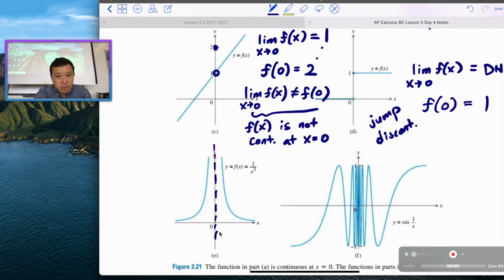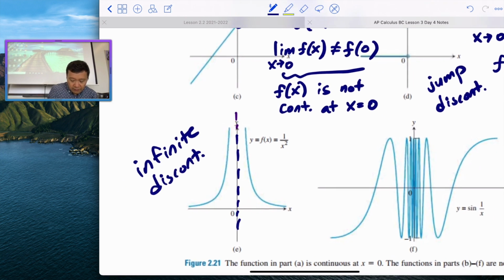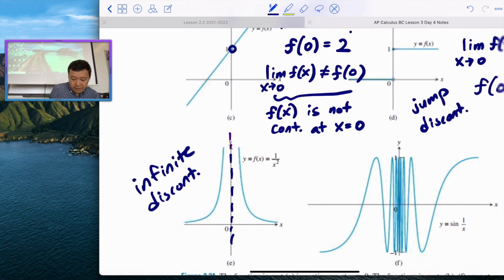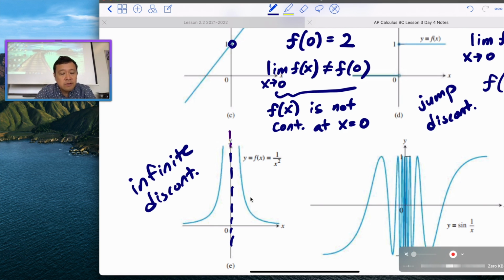The fifth one is an example of what we call an infinite discontinuity. Now, how do we justify formally that this is not continuous at x equals 0? There's two ways to do this. You could clearly see that there's no limit for this one at x equals 0. That's one way that you could come to the conclusion that this is not continuous.